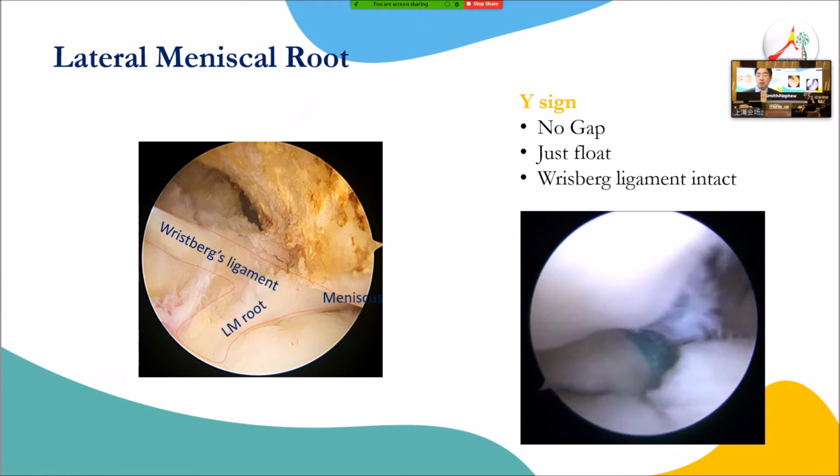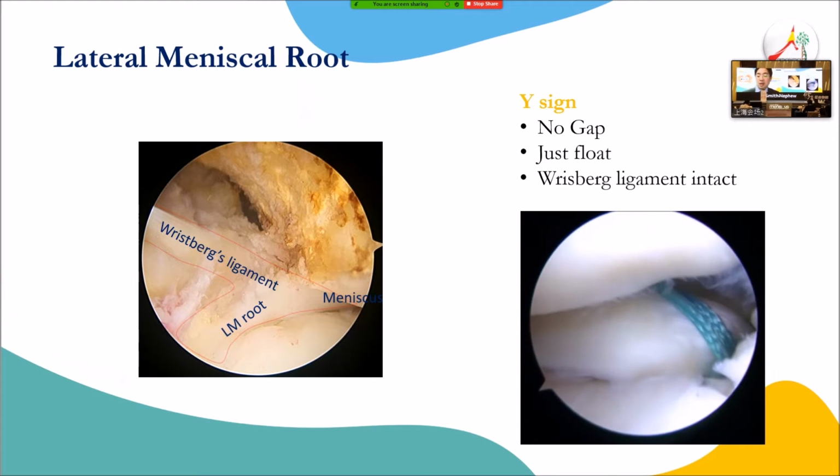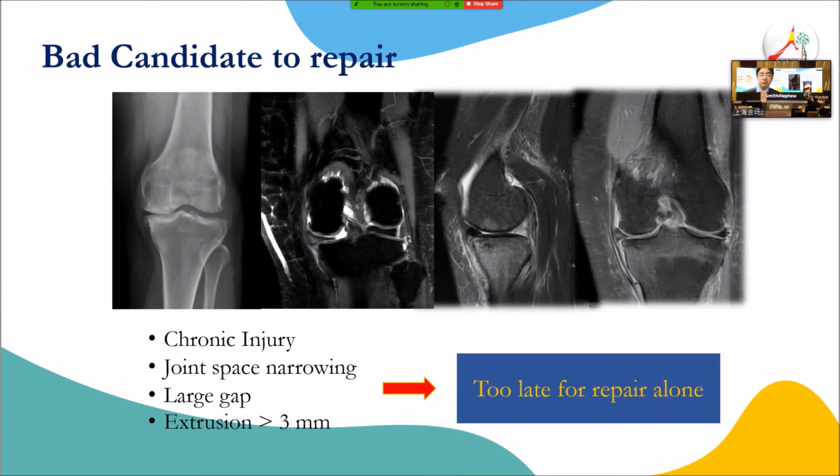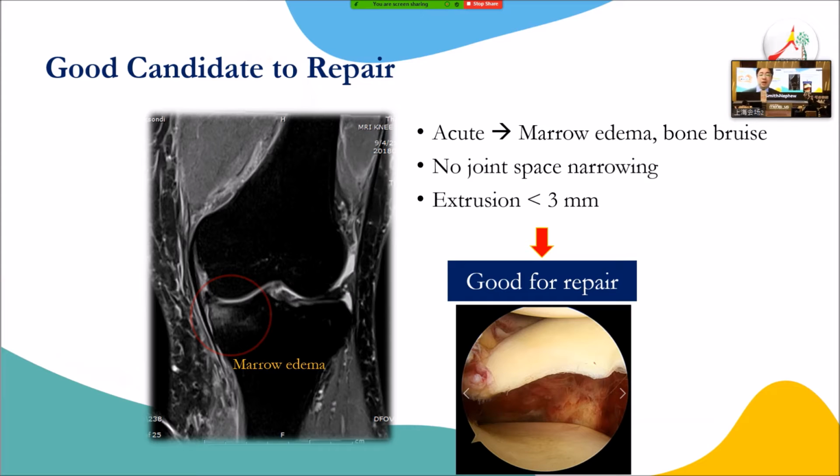So the way to repair is straightforward. You repair the meniscus to the tunnel, and I also repair the Wrisberg into the tunnel, right? So this is like a Y-shaped attachment, okay? Wrisberg and meniscus root. Most of the time there will be little gap or no gap, right? It's just floating. So the good candidate for the meniscus repair is the acute one. There's still some marrow edema, bone bruise. This is a good indication. If the patient has no joint space narrowing and extrusion less than 3 millimeters, this is a good candidate to repair.